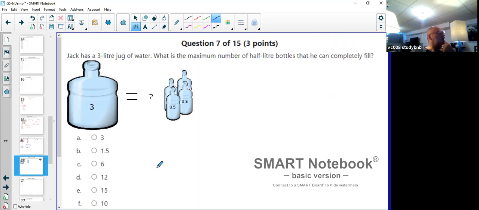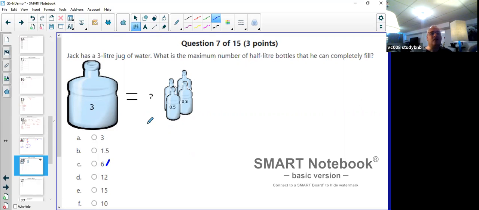Also, Yifan says 6. All right. You're taking a 3-liter jug and you're filling up half-liter bottles. What's the most you can get? Infinite? Wait. I don't think you could have infinite number. You only have 3 liters. If you refill the jug, now don't go, yeah, I know, it doesn't say you can't refill it.